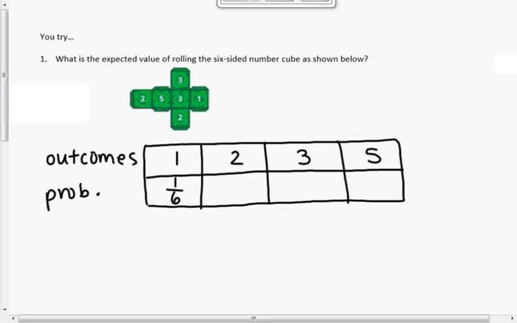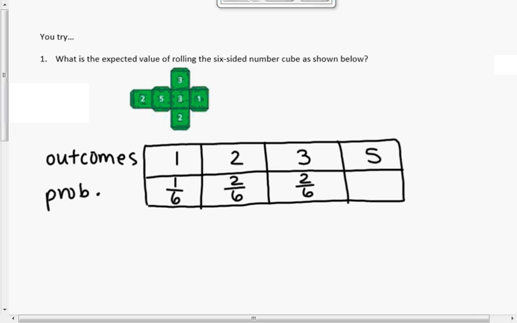I've got, let's do it in another color, 2 sides that come out as a 2. So the probability of rolling a 2 here would be 2/6. Same thing with 3. Got 1 3 here, another 3 here. So 2 out of the 6 sides have a 3.